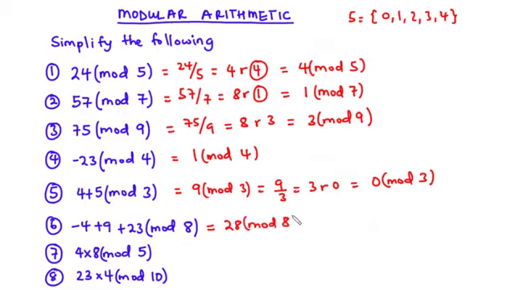Now the reason why we are reducing this value is that 28 is greater than 8. So we need to get a value that is less than 8. That is why we are going to reduce this value. Now we are going to divide 28 by 8. 8 times 3 is 24. So we have 3. Remainder 28 minus 24 is 4. So remainder 4. So it means that 28 modulo 8 can be simplified as 4 modulo 8.